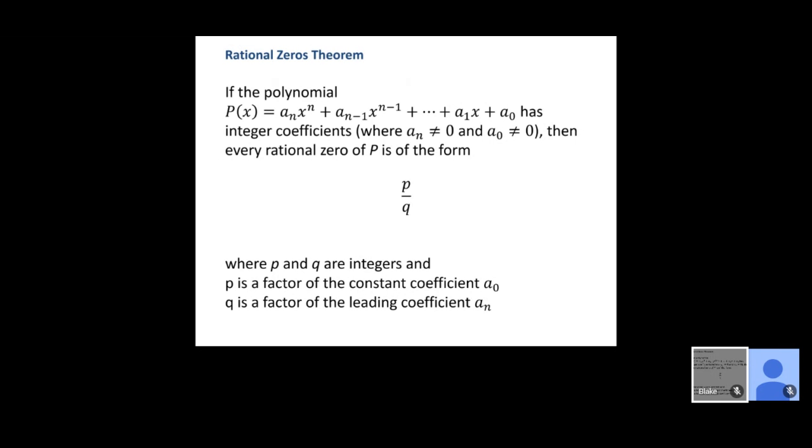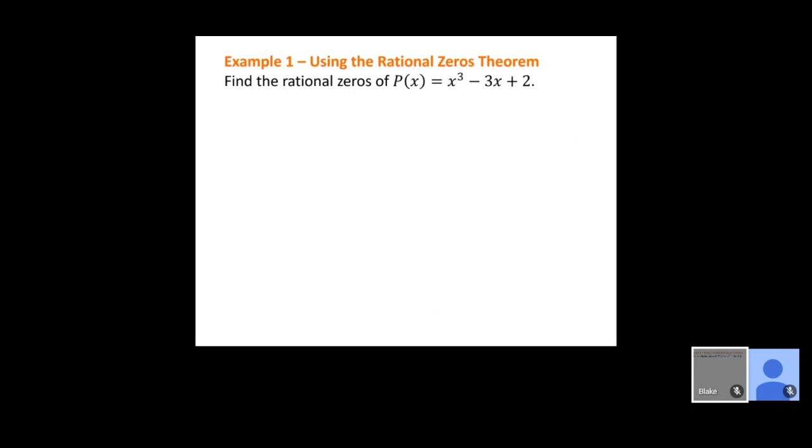All right, so we're given a polynomial here, p of x equals x cubed minus 3x plus 2. We want to find all the rational zeros of that polynomial. So again, the way we're going to do this is we're going to think of the p-values, which are just going to be the factors of the constant term. So that's where we're going to start in this case. And so here we have 2, which is a plus or minus 1, and a plus or minus 2.